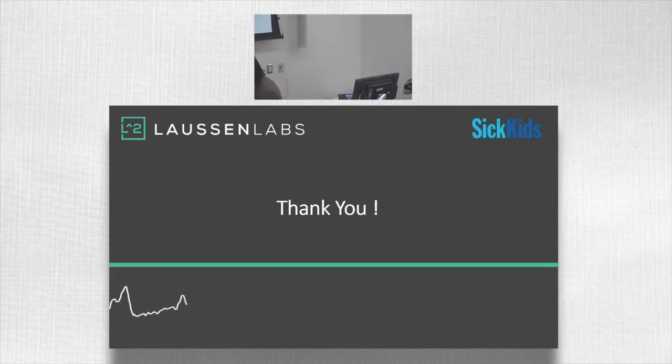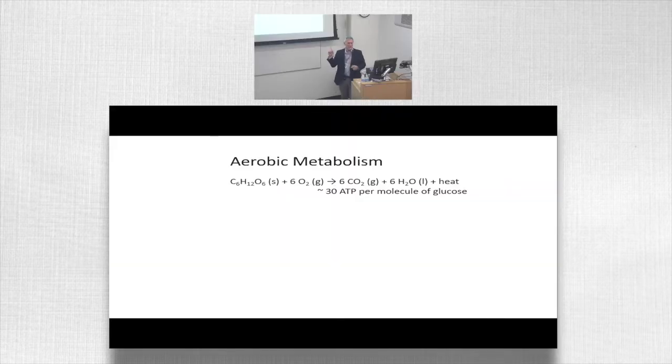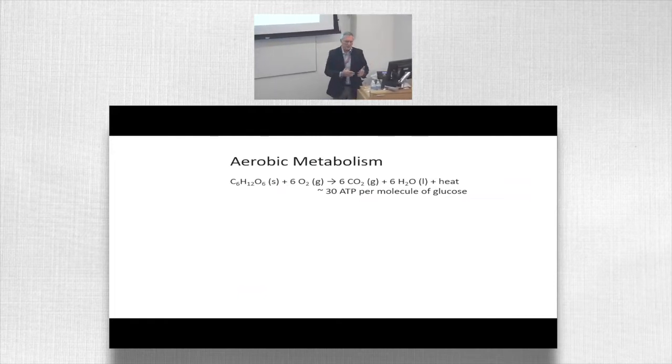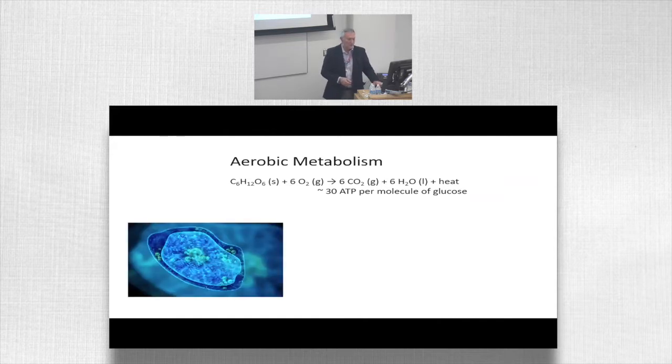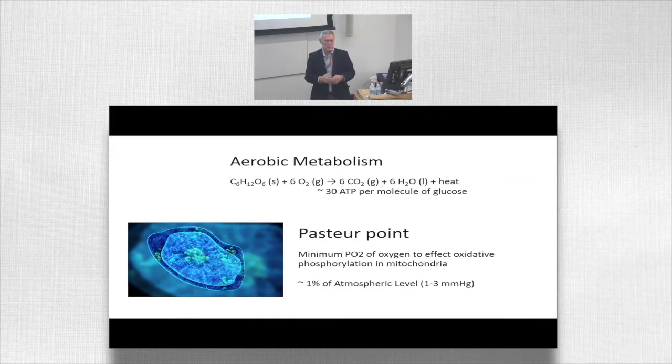Cheers. Thank you. So this is the key to life, aerobic metabolism. It's how we get enough oxygen to the cell to produce about 30 ATP molecules per molecule of glucose. That's what keeps us going, what keeps us active. And as derived from the amoeba, this is probably, in my mind, the most critical measurement in physiology that we can't measure, and it's the Pasteur point.